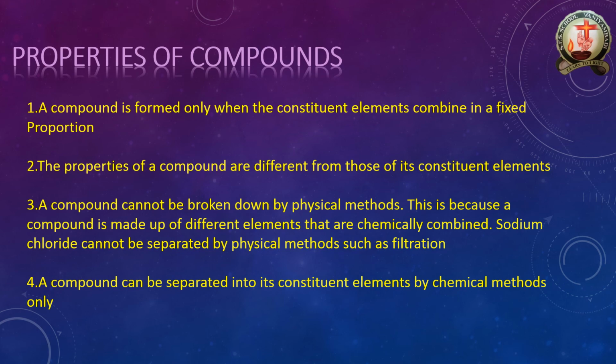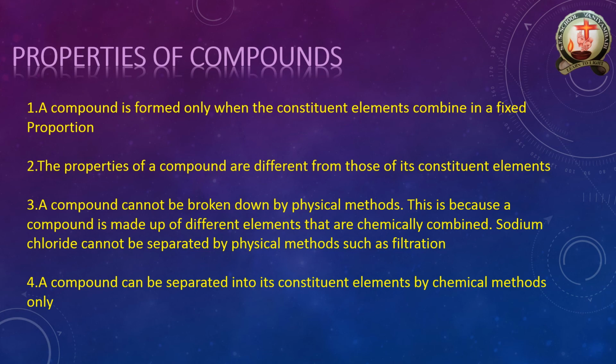The properties of a compound are different from the constituent elements. So we add sodium plus chlorine, we get sodium chloride. Suppose we have calcium plus chlorine, we get calcium chloride. So constituent elements are very important to get a pure compound. A compound cannot be broken down by a physical method. This is the one important point.